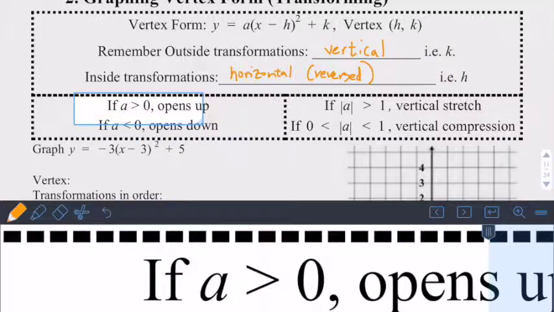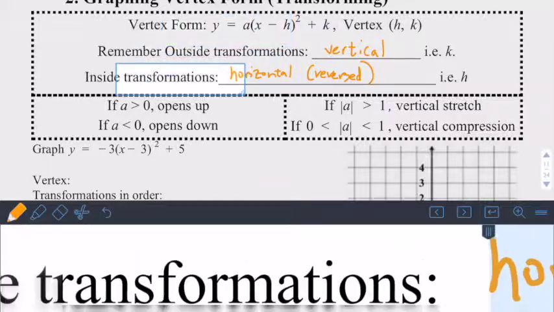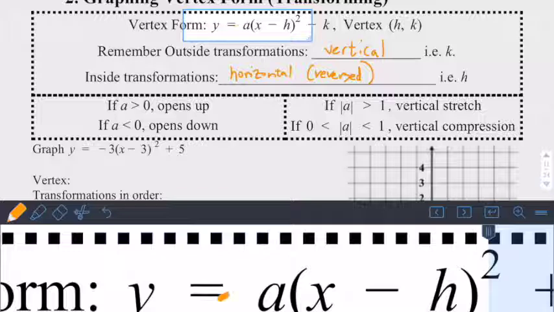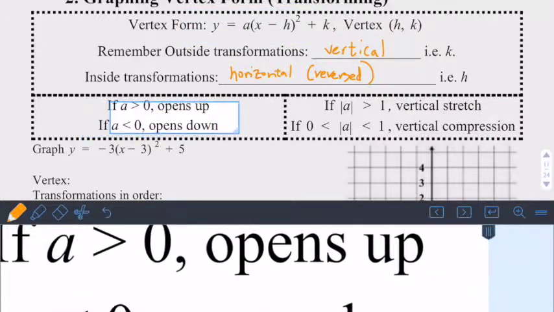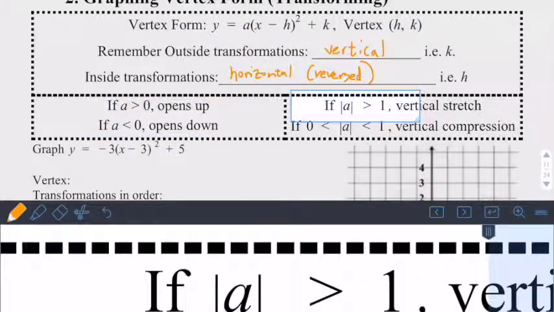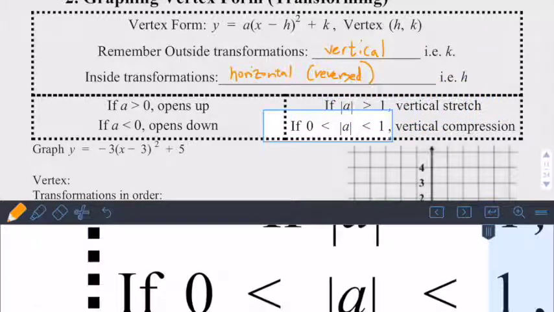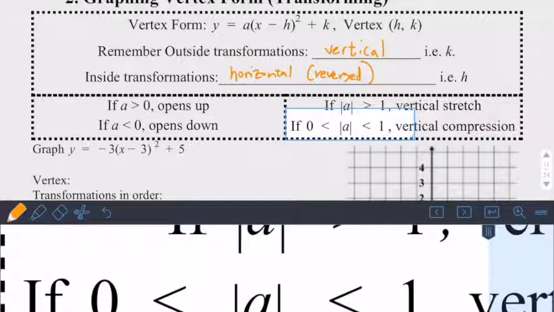So if A is positive, remember, it opens up. That's our normal one. If A is negative, like if we had a negative in front, our parabola would open down. If A is greater than 1, it's a vertical stretch. If A is in between 0 and 1, and they're saying absolute value, it's a vertical compress. It's all stuff that we knew.